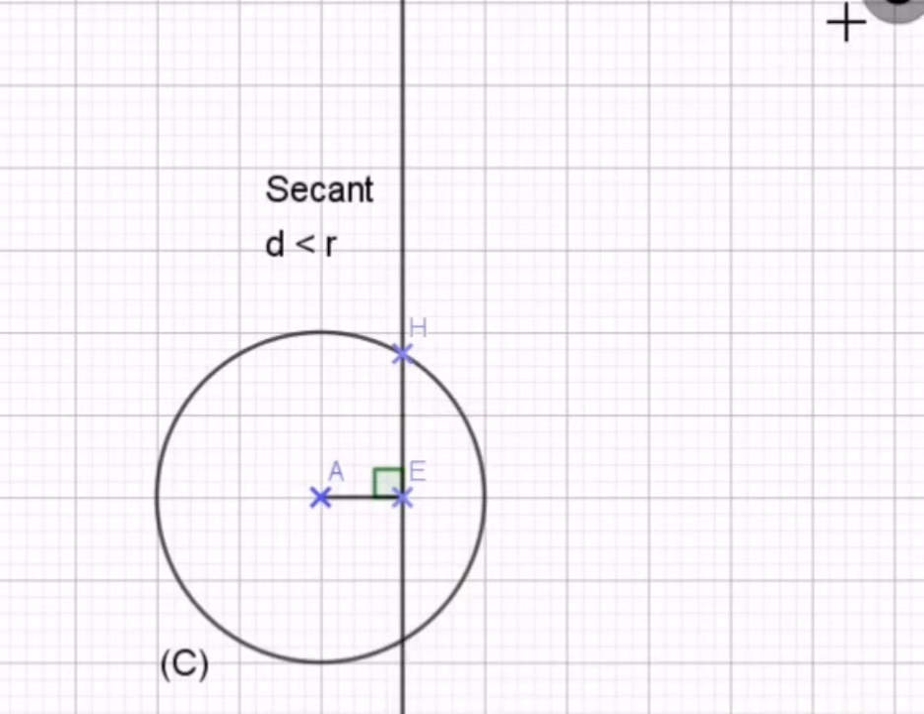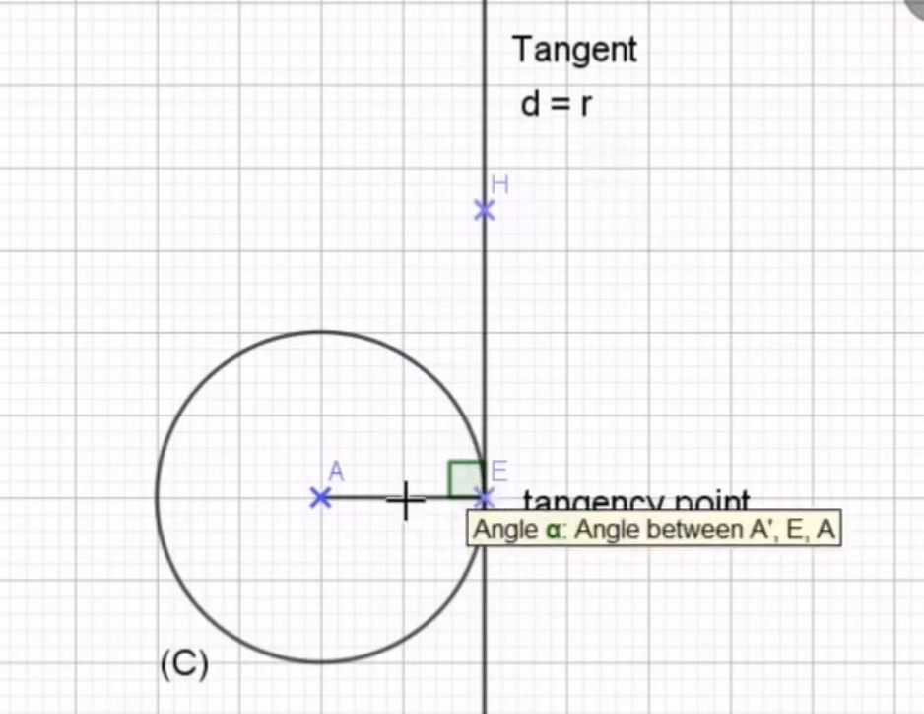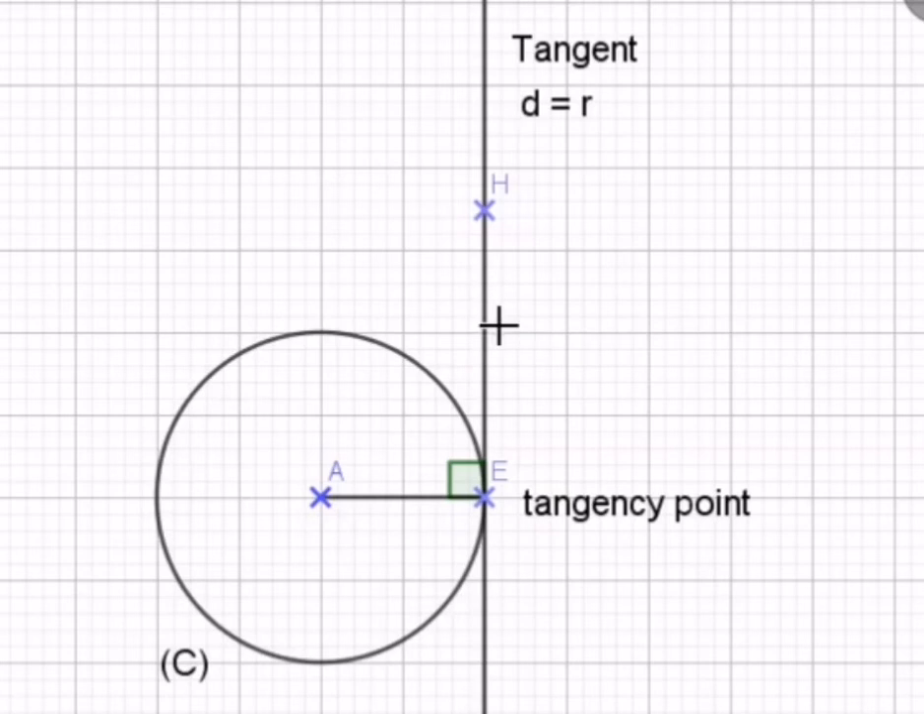Okay, so we have 3 cases for the relative position between a circle and a line. Either secant, where the distance is less than the radius, or tangent, where the distance is equal to the radius, and we have a 90 degrees between the radius and the tangent. This is very important. And the tangent and the circle touch at only one point.